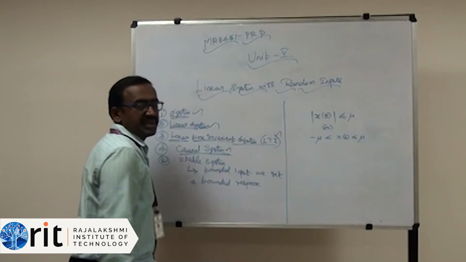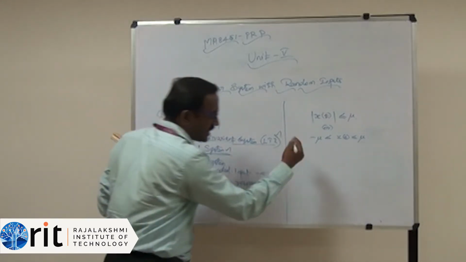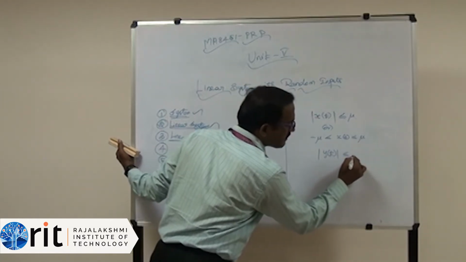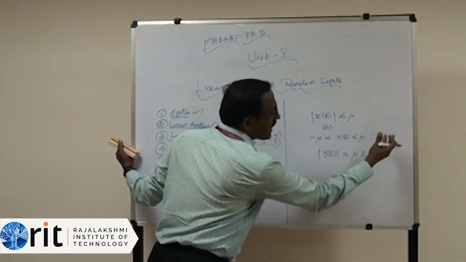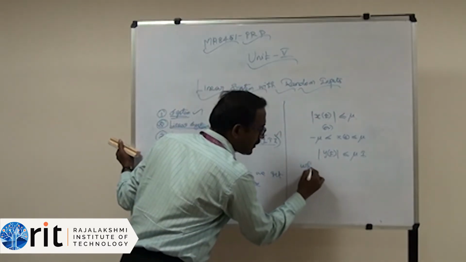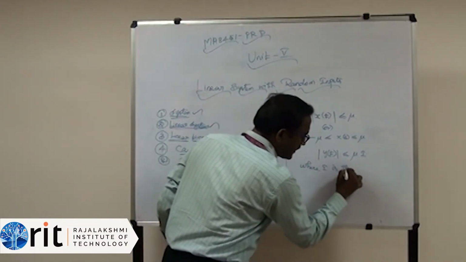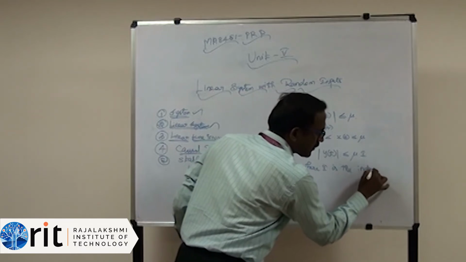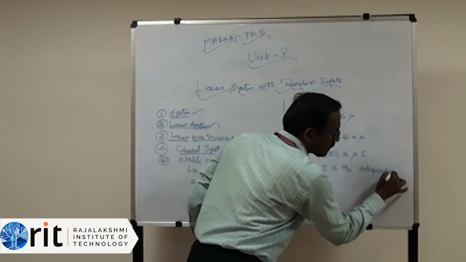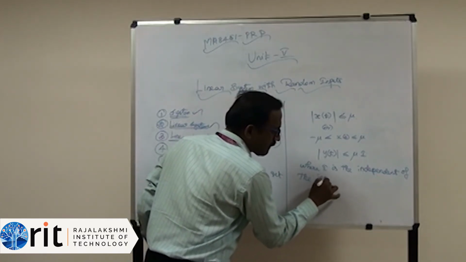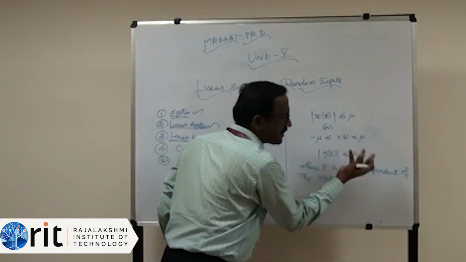So that is a bounded input. The output is also bounded, that is y of t is also bounded, and lies between mu into I, where I is independent of the input, or simply you can write some other constant.